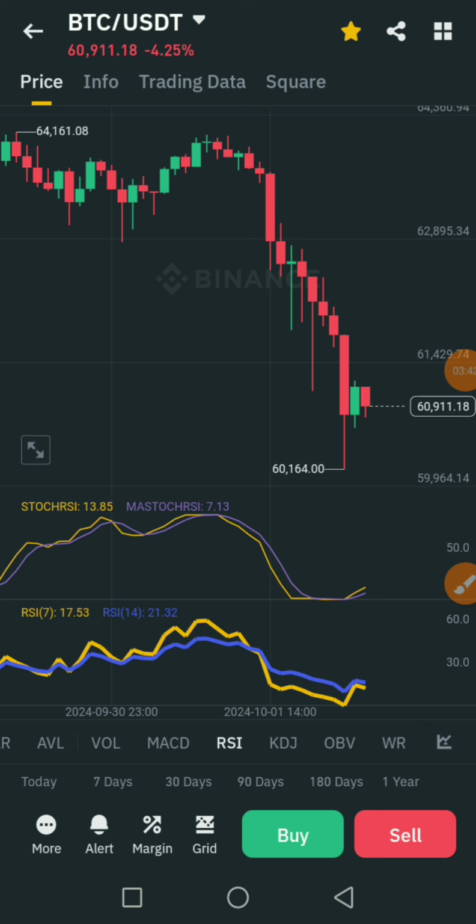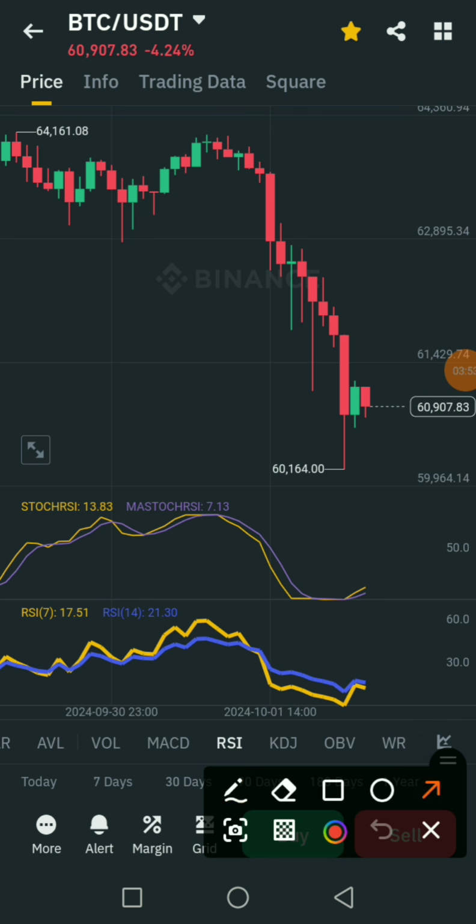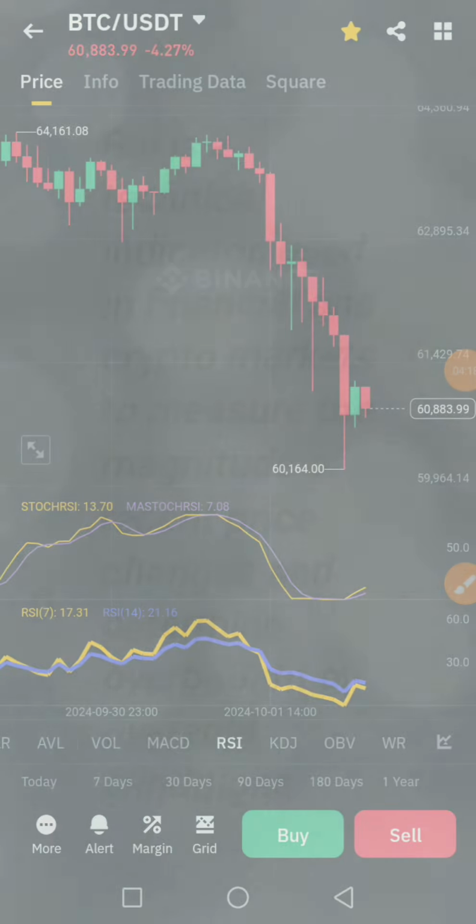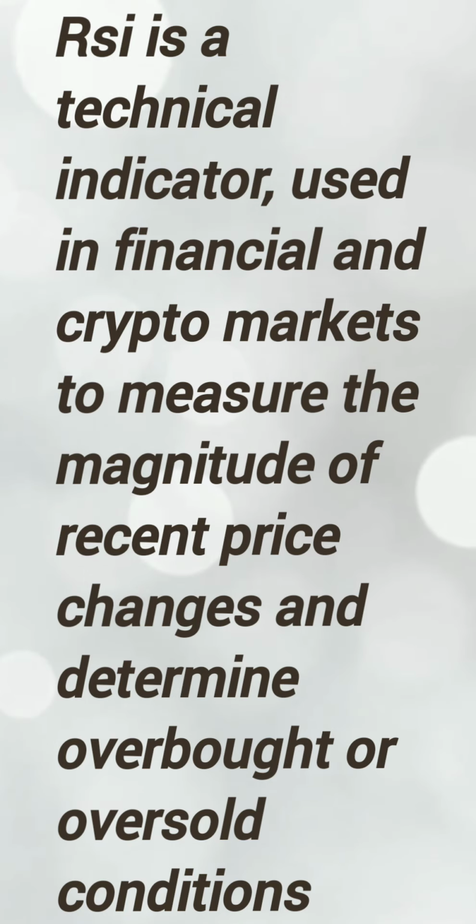So the RSI, known as the Relative Strength Index. Let me show you the difference. This one here is the RSI, and this one here is the Stochastic RSI. This RSI is a technical indicator that is used in financial markets, or the crypto market, to measure the magnitude of recent price changes and determine overbought or oversold condition.